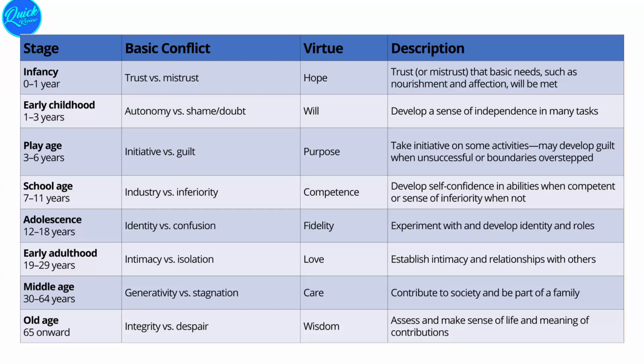Then we have the third stage, that is the play stage from age 3 to 6 years. Here the basic conflict is initiative versus guilt. The virtue is purpose. Initiative as in, now this is play age, the child has gone to school. Now he is taking initiative to learn things, drawing, coloring, sketching, anything, simple basic things.